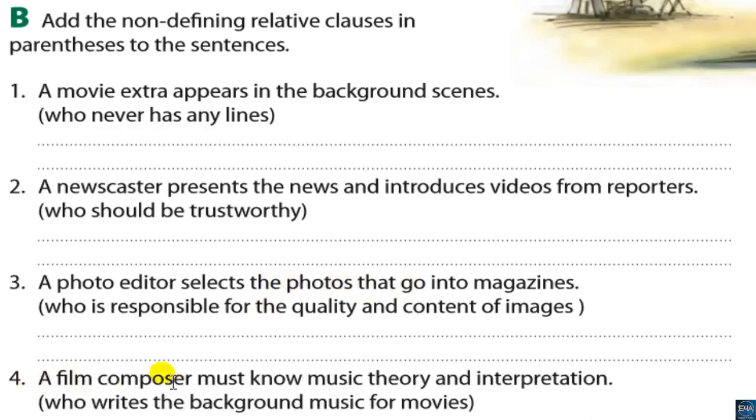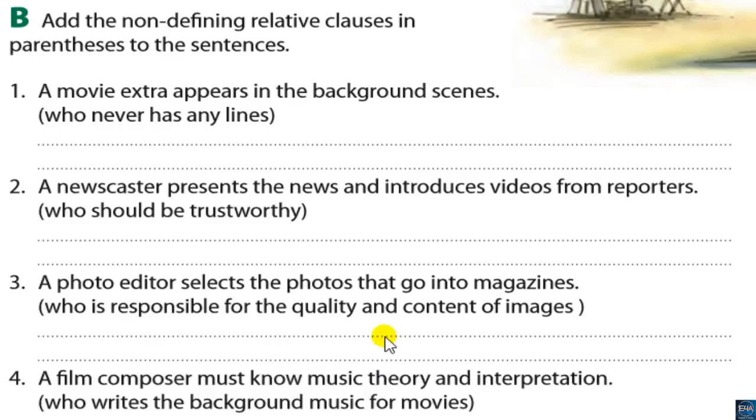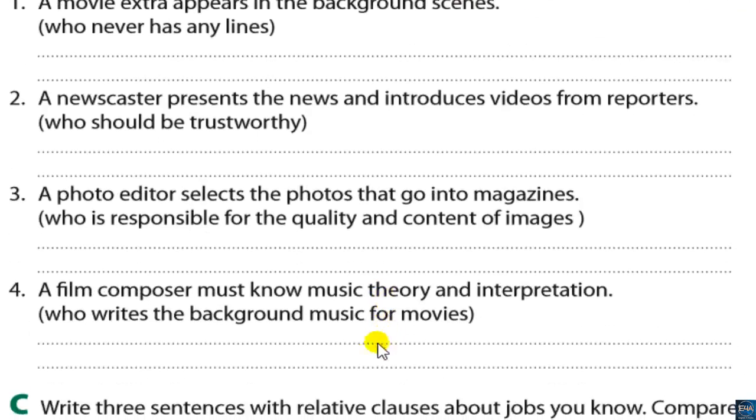Four, a film composer must know music theory and interpretation, who writes the background music for movies. A film composer, comma, who writes the background music for movies, comma, must know music theory and interpretation. C. Write three sentences with relative clauses about jobs you know, compared with a partner. So this is, of course, what you're gonna do by yourself. You're gonna write different sentences with relative clauses about jobs, and then you compare it with your friend.